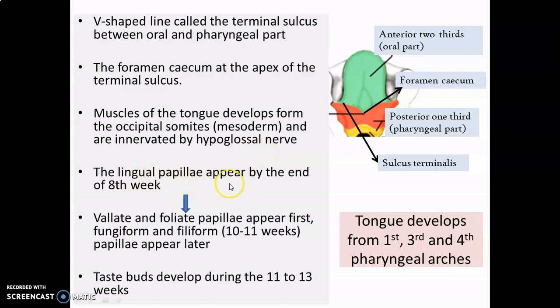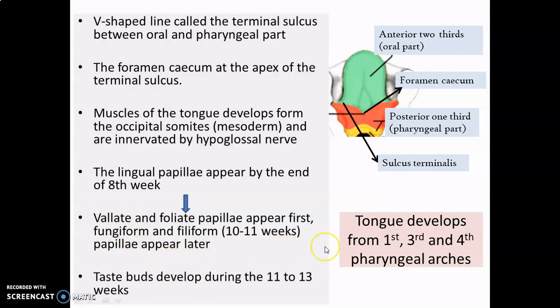The lingual papillae appear by the end of the 8th week of intrauterine life. Among the papillae, circumvallate and foliate papillae appear first, and fungiform and filiform papillae appear by the 10th to 11th week of intrauterine life. And the taste buds develop during the 11th to 13th week of intrauterine life on these papillae. Taste buds are present on the fungiform as well as the lateral aspect of circumvallate papillae.